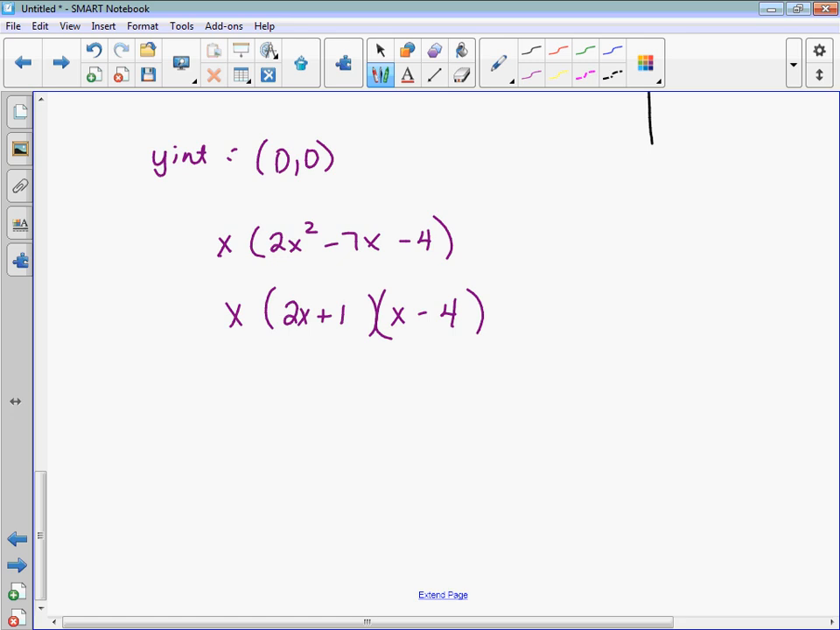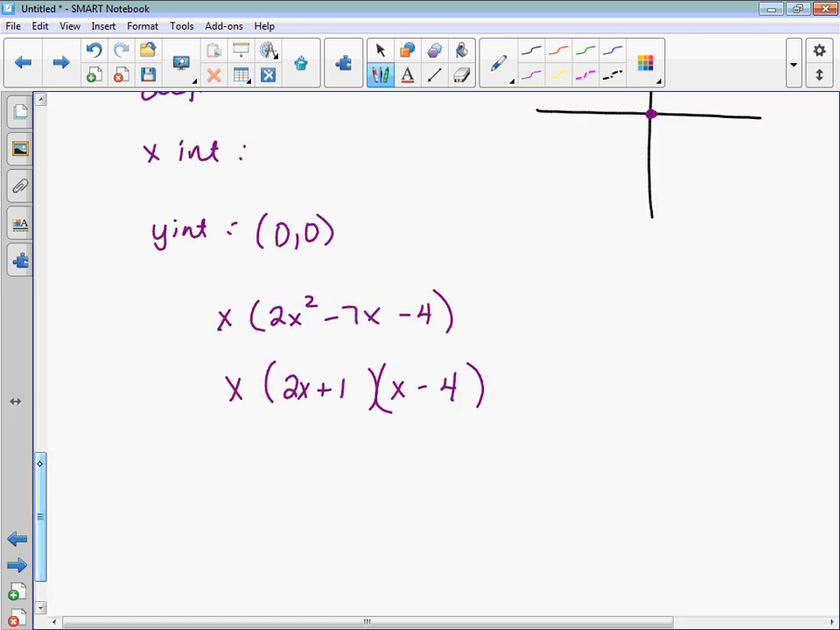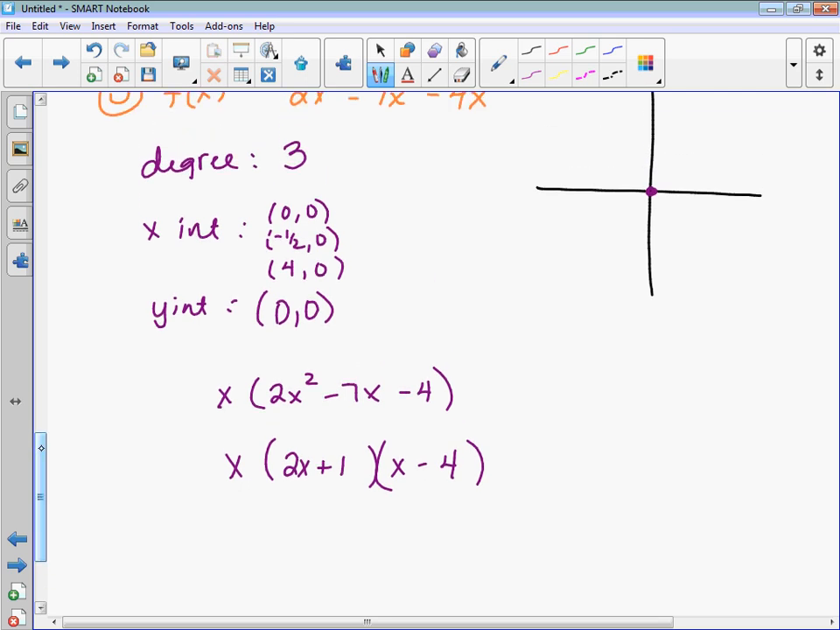So I have 3 x-intercepts, right? I've got 0, I've got -1/2, and I've got 4. Do any of them have multiplicity? No. Okay. So, plot my points.